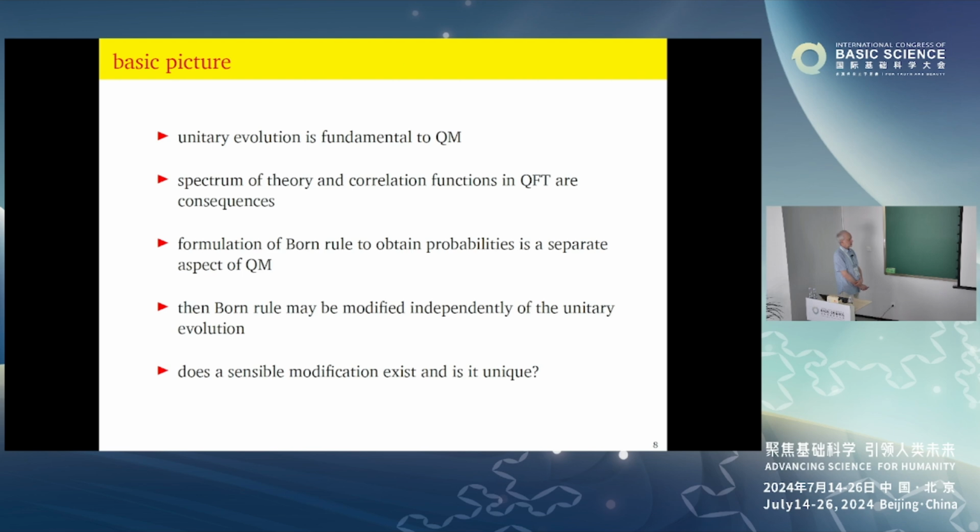So if that's the case, then the Born rule may be modified independently of the unitary evolution. It could be modified while keeping everything that we already know about the theory that follows from unitary evolution. So the real question: is there a sensible modification, a modification that leads to a sensible Born rule? And is such a modification unique?